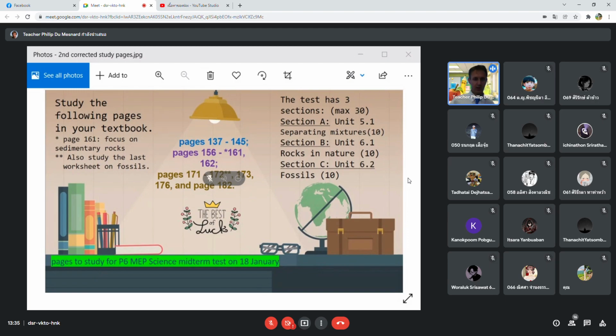This is underlined, but I want you to also write in your book. So for each page, you can write, maybe make a tick like this. Let me just deactivate this first.